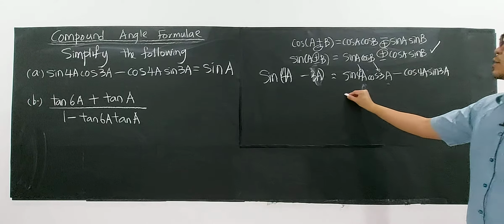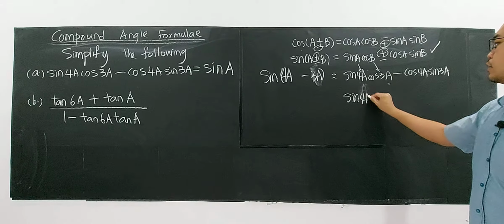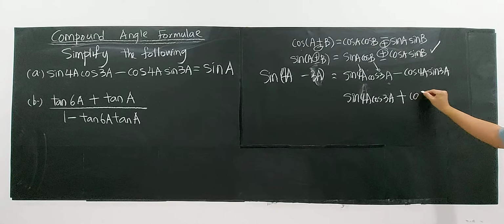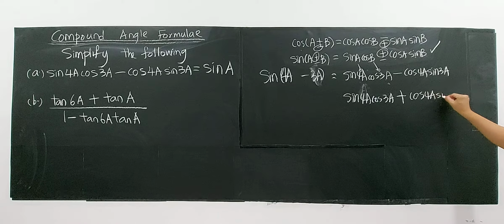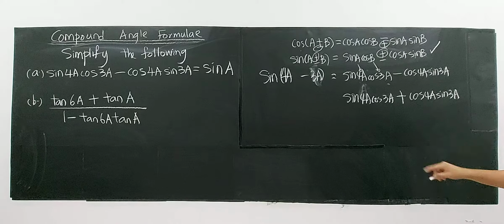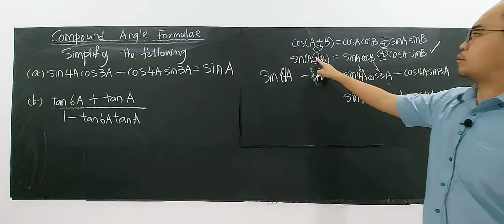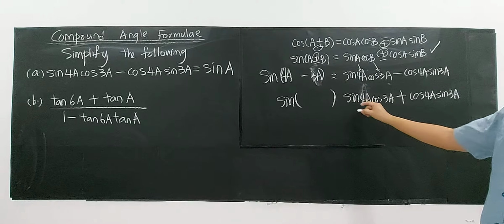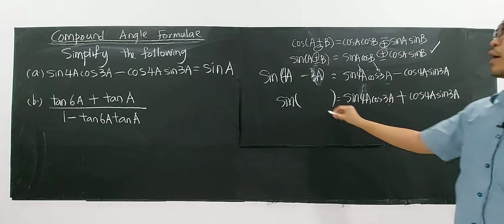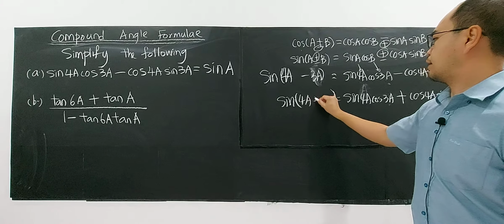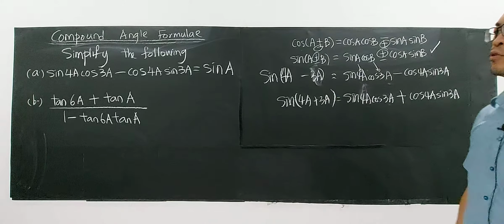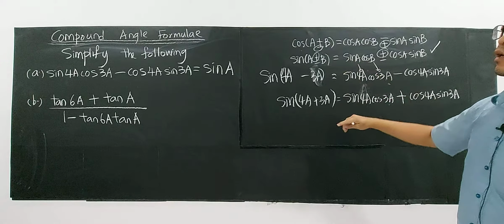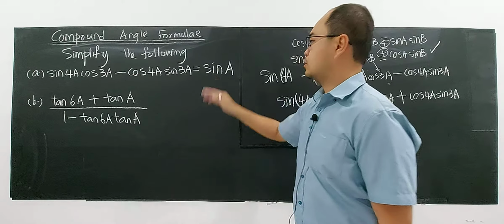What if this is sine 4a cos 3a plus cos 4a sine 3a? Plus, so we use the plus one, sine(A plus B). That means 4a plus 3a, which gives you sine 7a. So I have used compound angle to simplify this into another trigonometric function.